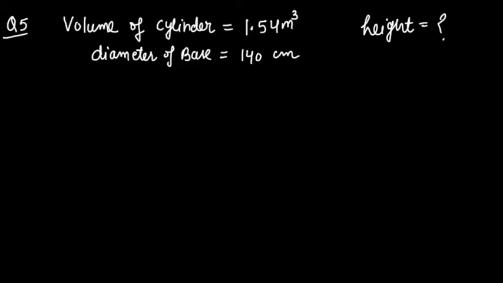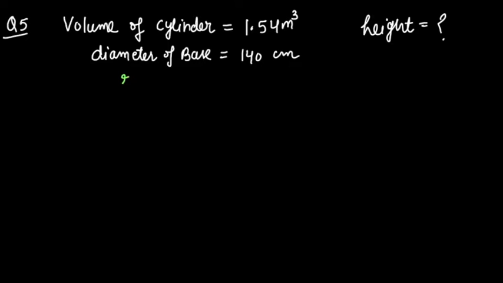Let's see question number 5 of the exercise. Question number 5 is: find the height of a cylinder whose volume is 1.54 meter cube. So this is the volume of the cylinder given, and the diameter of the base is 140 centimeter. So you have to calculate the height of such a cylinder. One important thing which you have to see here is that the volume of the cylinder is given in meter cube, whereas the diameter is given in centimeters.